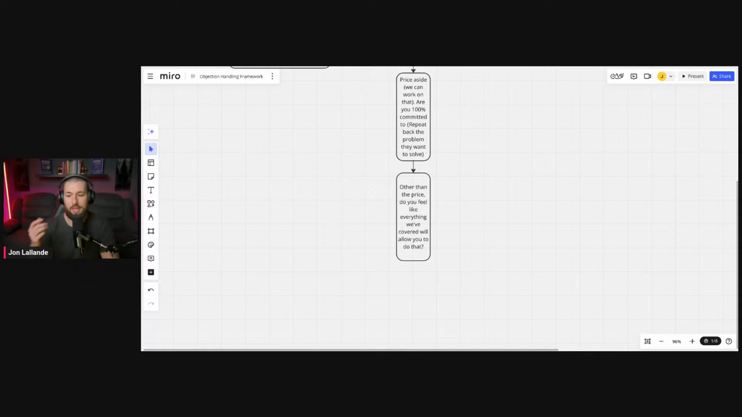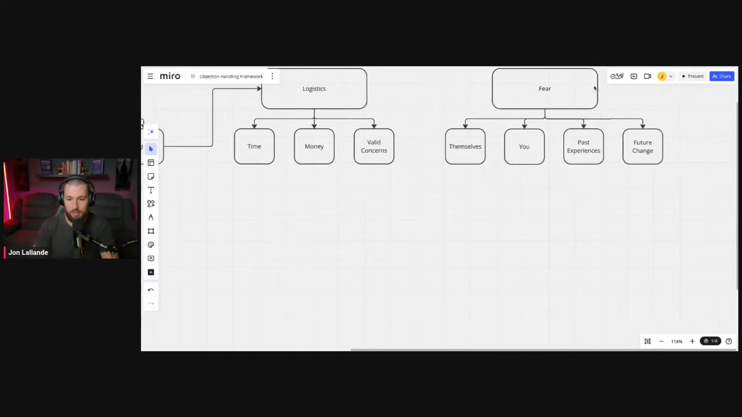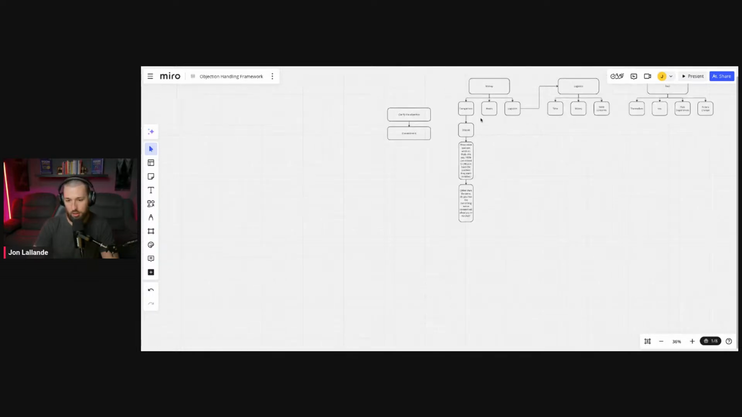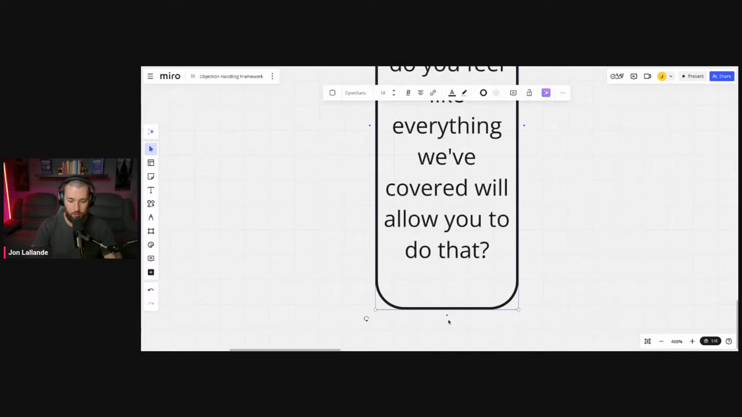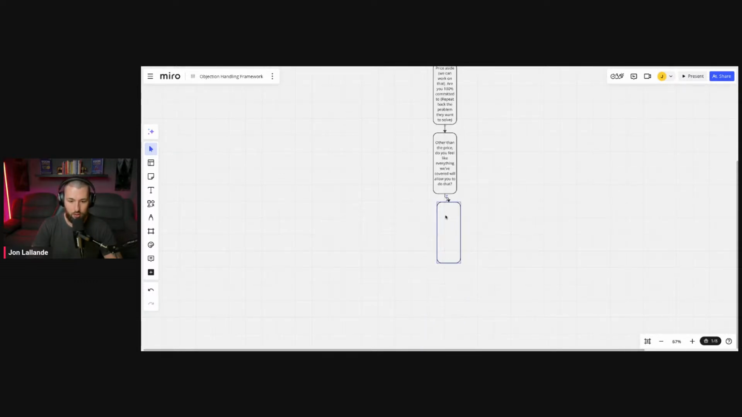Right? Now, if they say no, that's going to go back to a fear objection, right? Or just a lack of commitment that we didn't get in the commitment phase. But usually, if you've done their process right, they're going to say, yeah, I know that I want to do that. I know that I want to solve the problem. Okay, well, other than the price, do you feel like everything we covered will allow you to do that? And then they're going to say, well, yeah. Or you'll get a logistics concern, which we'll go into. But most of the time, they'll say, other than the price, everything you said, I would 100% move forward with it. Right? Okay. So once we've got that, we're going to ask a simple question.